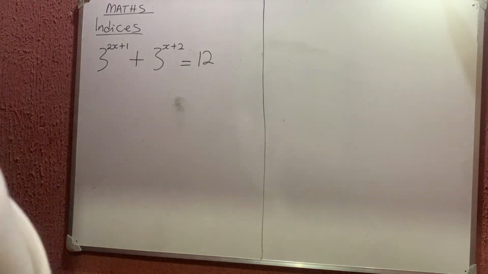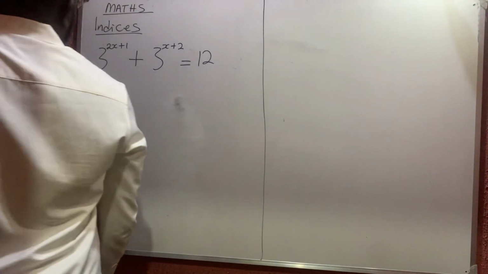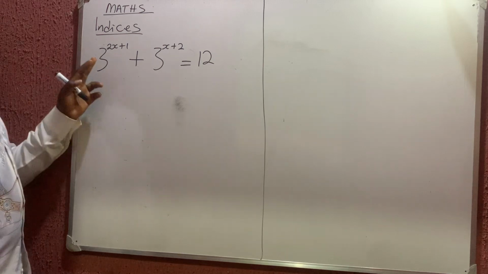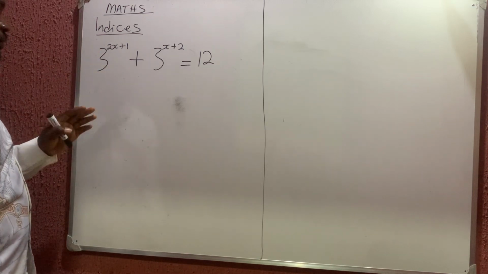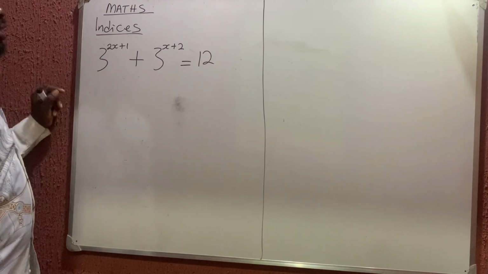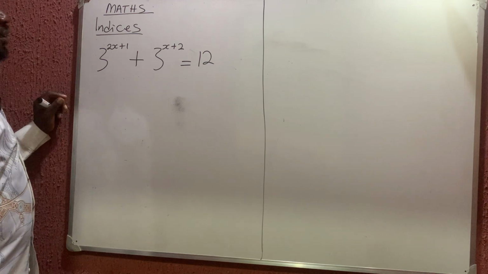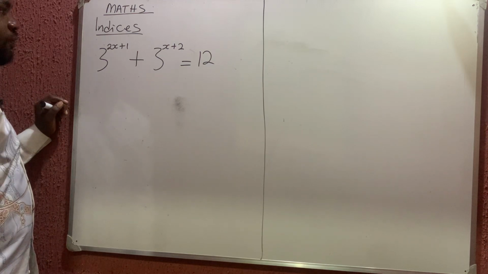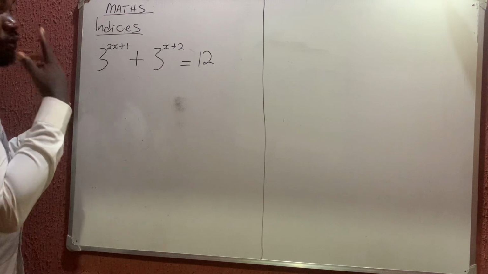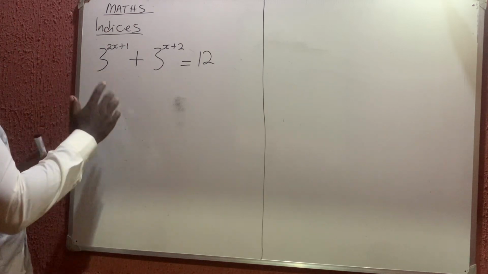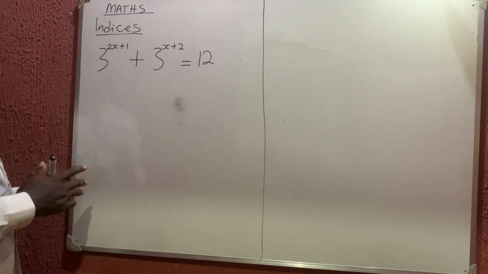All right, let us solve this indices math problem. We are given 3 raised to power 2x plus 1 plus 3 raised to power x plus 2 is equal to 12. And then we are asked to find the value of x. Now, in this type of indices problem, it is very simple.